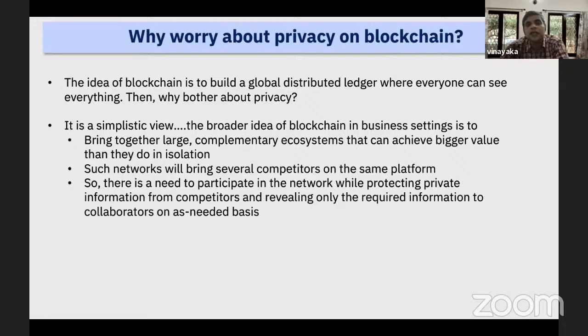You can say that I'm only going to reveal my information only to the party that I'm doing a transaction with, right? Then in some sense it does not change the status quo, right? That is pretty much the way things currently are. So you want to break that status quo. How? By enabling mechanisms to reveal only the required information with collaborators, on a needed basis.